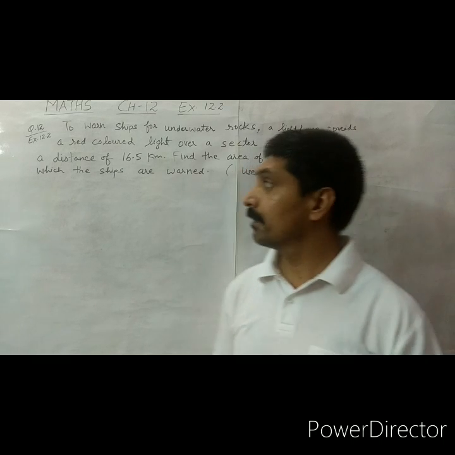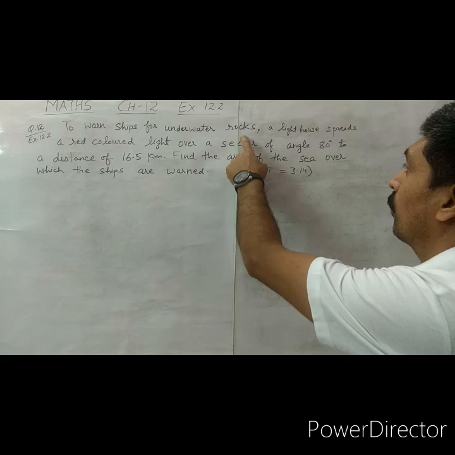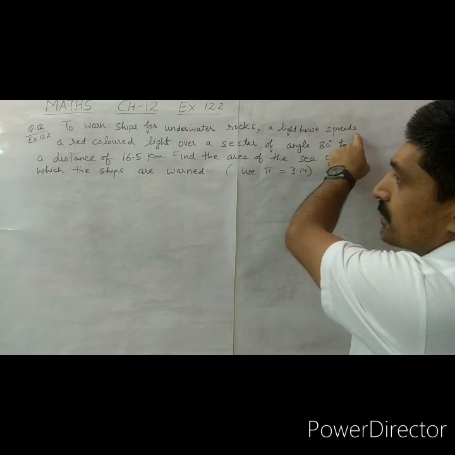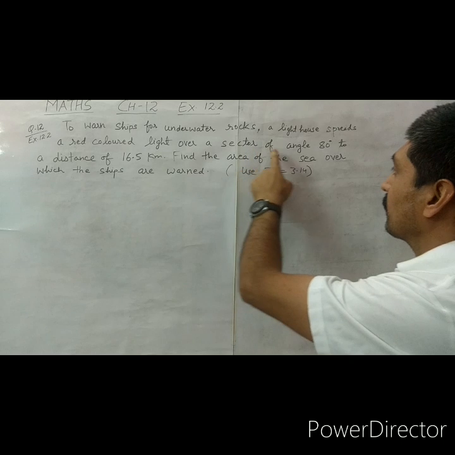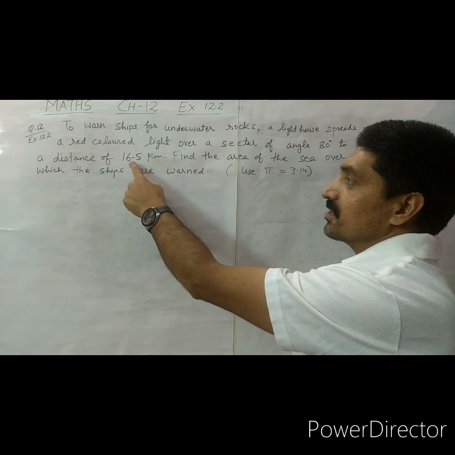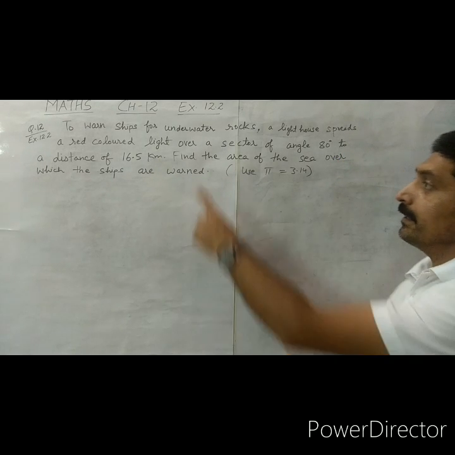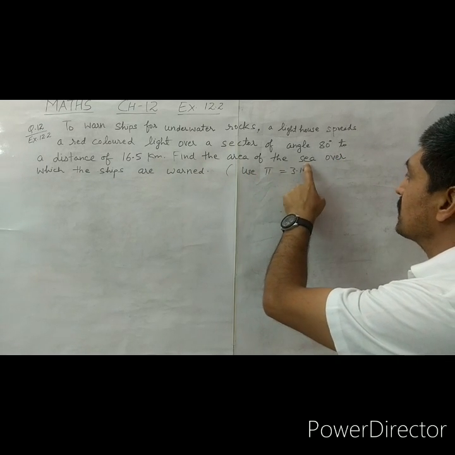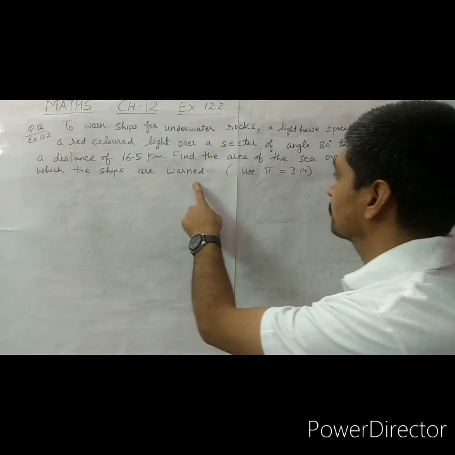Question number 12. To warn ships for underground rocks, a lighthouse spreads a red colored light over a sector of angle 80 degree to a distance of 16.5 kilometer. Find the area of the sea over which the ships are warned.